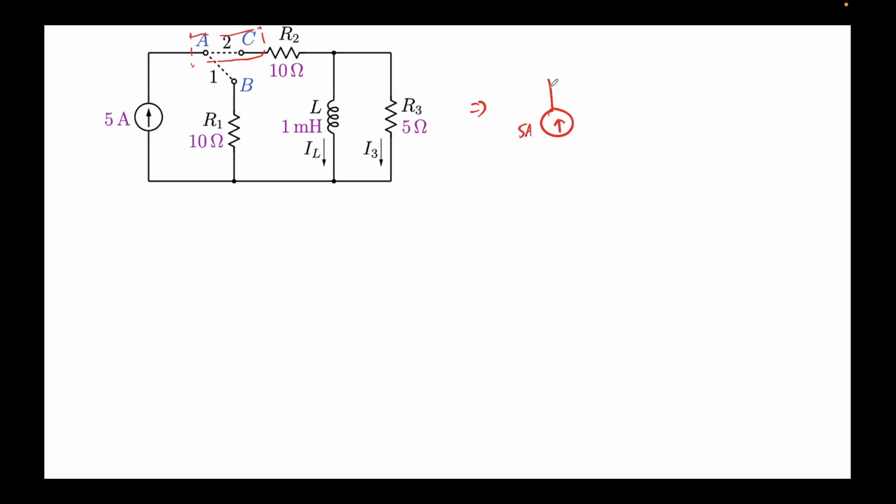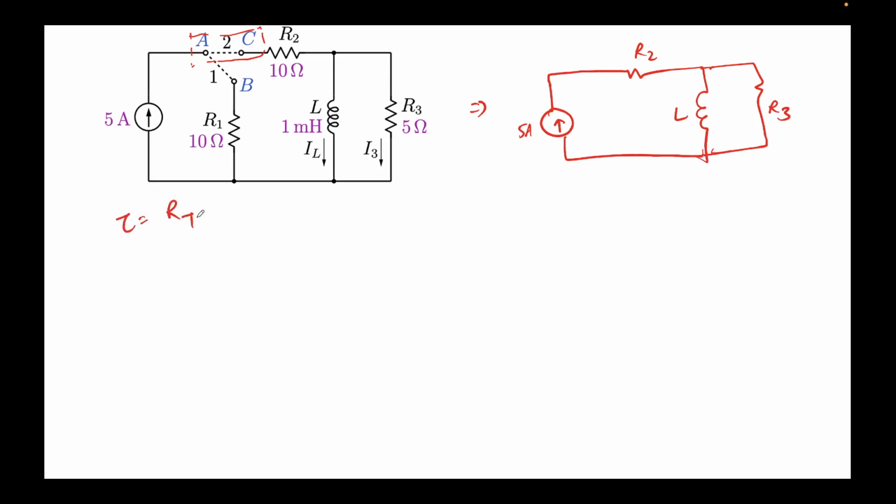This is 5 amps. This will behave like a short circuit. This will be R2. This will be your inductor L, and this will be nothing but R3. R1 will be out of the picture, because there's no current flowing over here. The concept remains the same: the time constant is nothing but R_TH times C, that is, in the case of a capacitor.